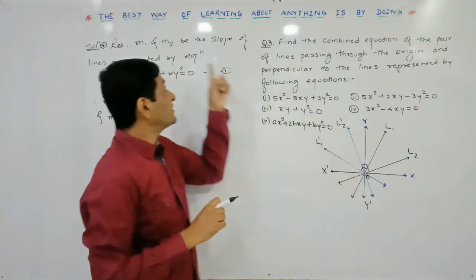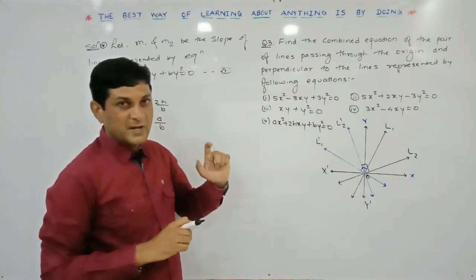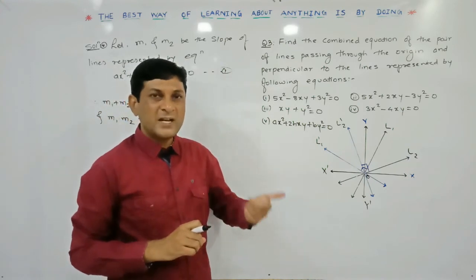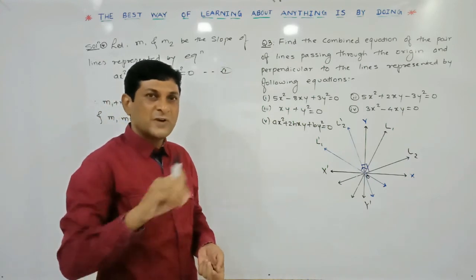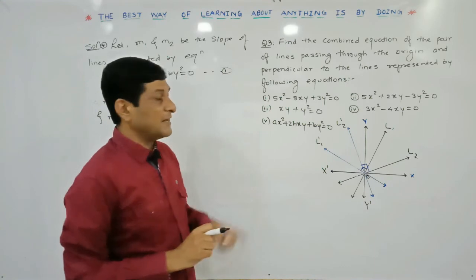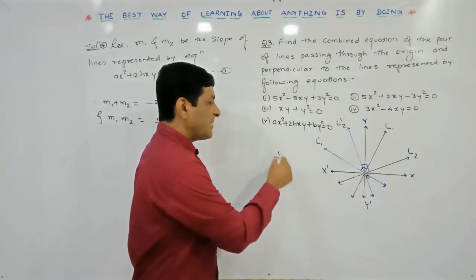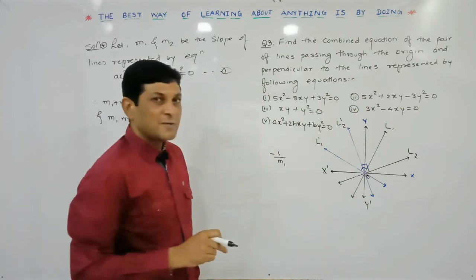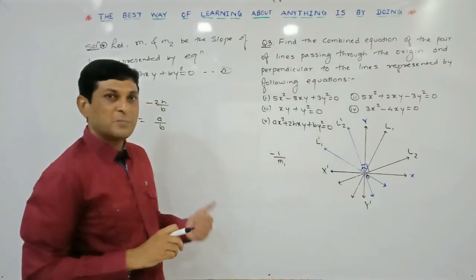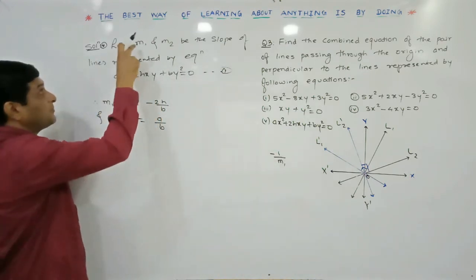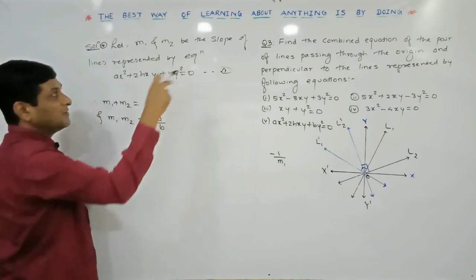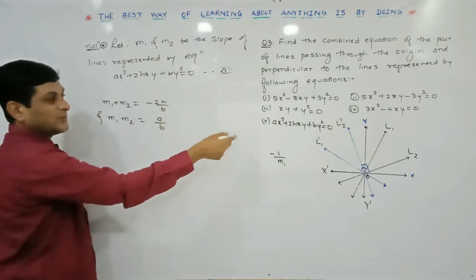M1. We have denoted the slope of the first line by M1. If M1 is the slope of one line, then what is the method to find the slope of its perpendicular line? Just take its reciprocal. What is the reciprocal of M1? 1 by M1, and multiply it by minus. We will get the slope of the perpendicular line. Means the slope of the line perpendicular to the line L1 is minus 1 upon m1.